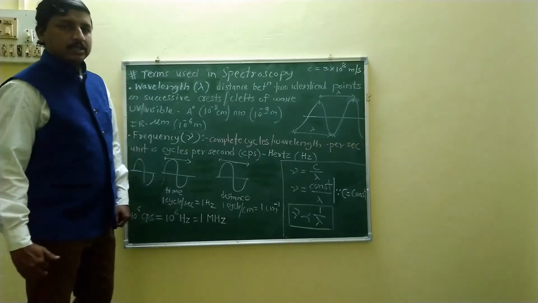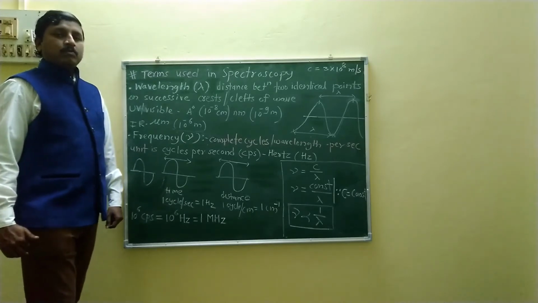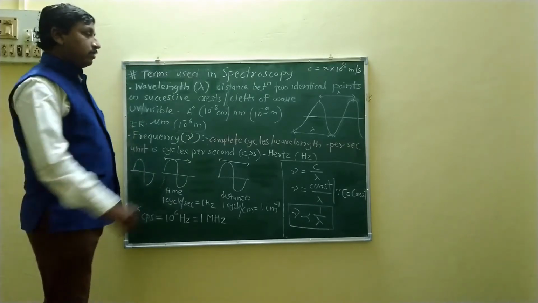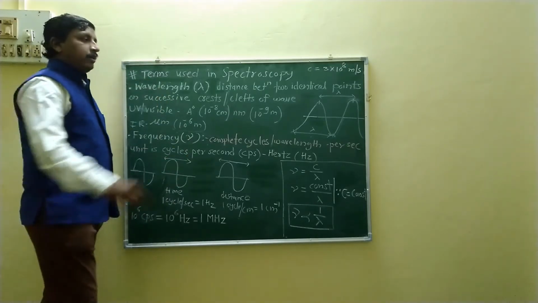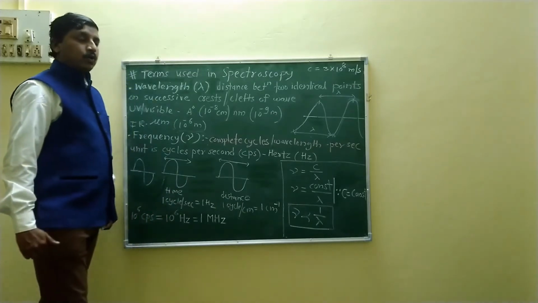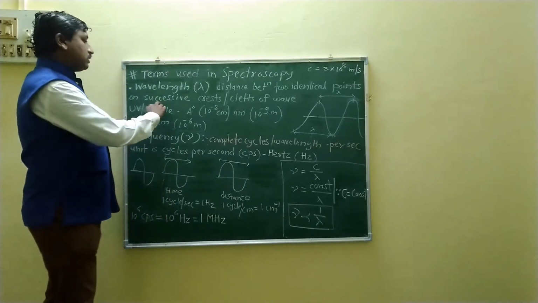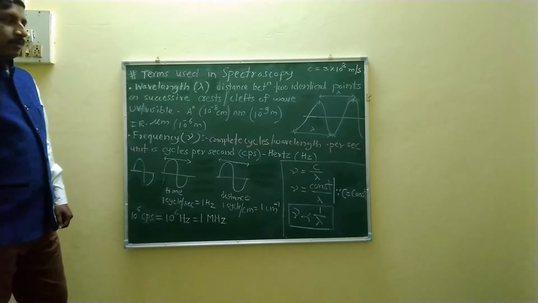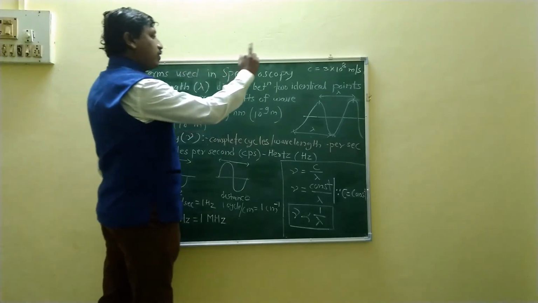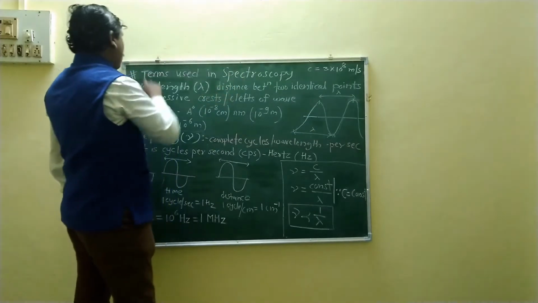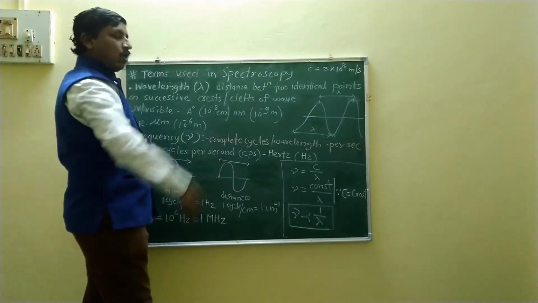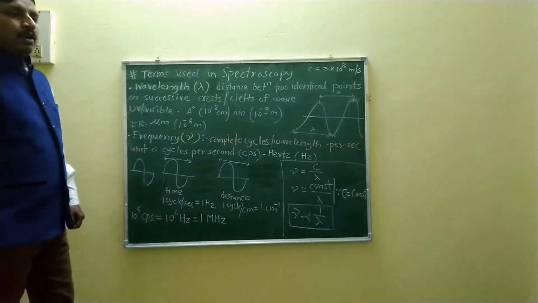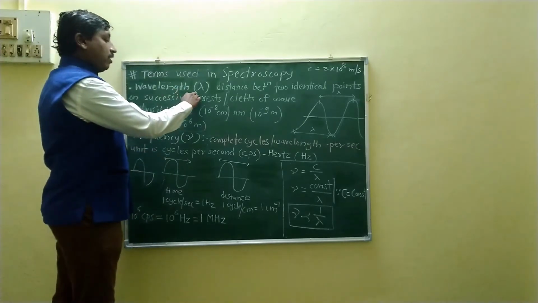Today I am going to discuss with you one of the most important terms used in spectroscopy, out of which the first is wavelength. It is the distance between two identical points on successive crests or troughs of a wave. It is denoted by the letter lambda.